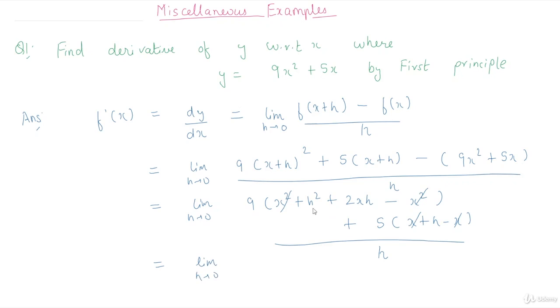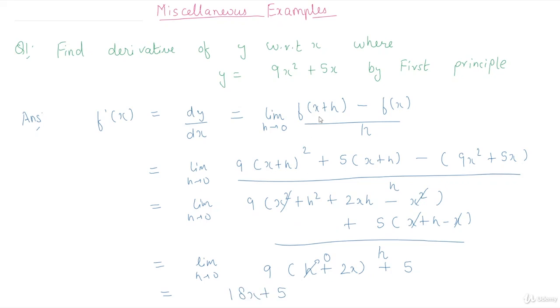And now we see that in the numerator, all the remaining terms have h in common. And since h is not equal to 0, we can cancel out one h from both the numerator and denominator. So the remaining things are 9 times h plus 2x plus 5, as the h got cancelled from both the numerator and the denominator. So now we can simply put h approaches 0 here and evaluate the limit. So when h approaches 0, this whole part becomes 9 times 2x, that is 18x plus 5. So the answer is 18x plus 5.